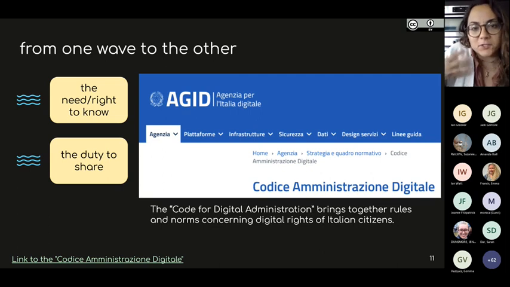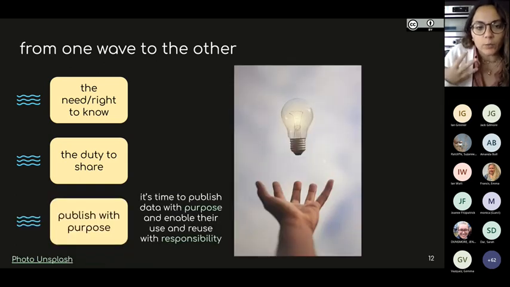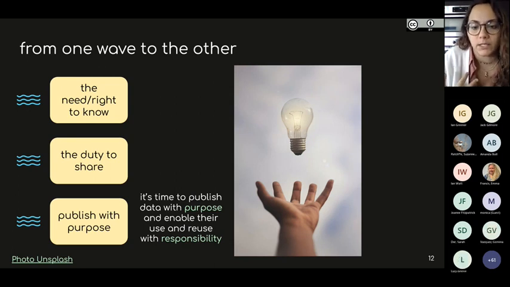Then to which extent this is actually happening in reality, that's another conversation. And the third wave, it's a wave where we move away from "I want to have access to the data because I need it or because I have the right to know," or "I want to publish the data because somebody is telling me that I have to," but we publish data with purpose. So we publish data with purpose and we enable their use and reuse with responsibility.